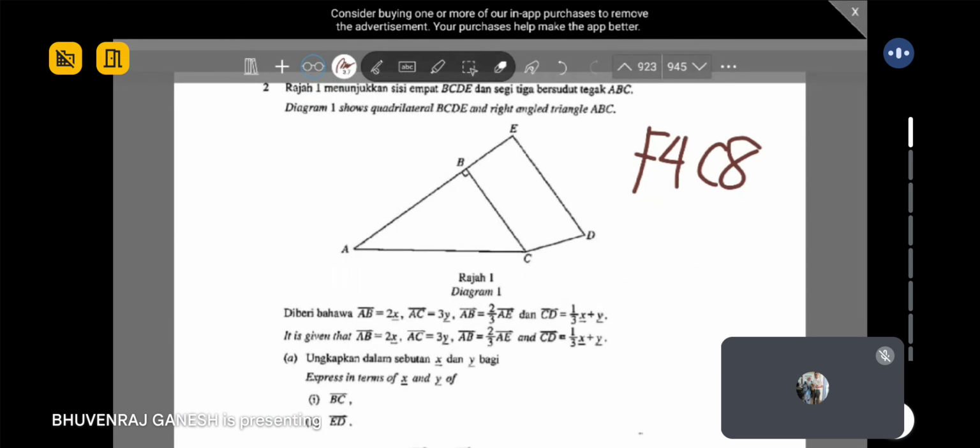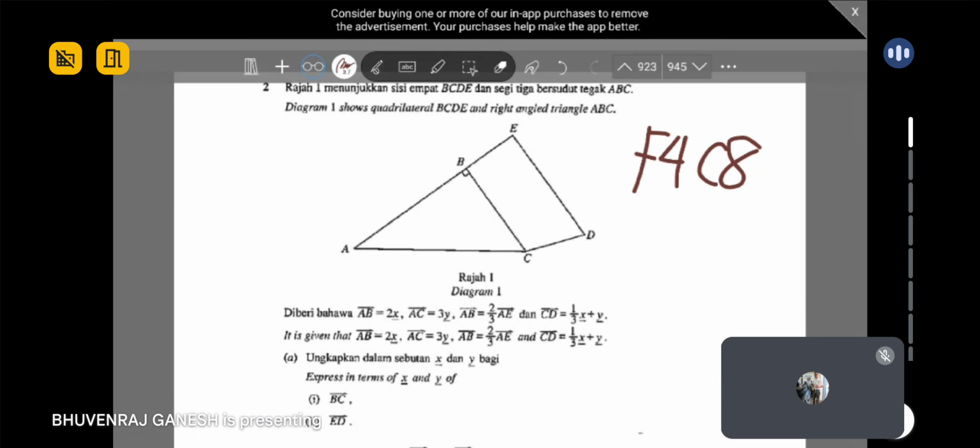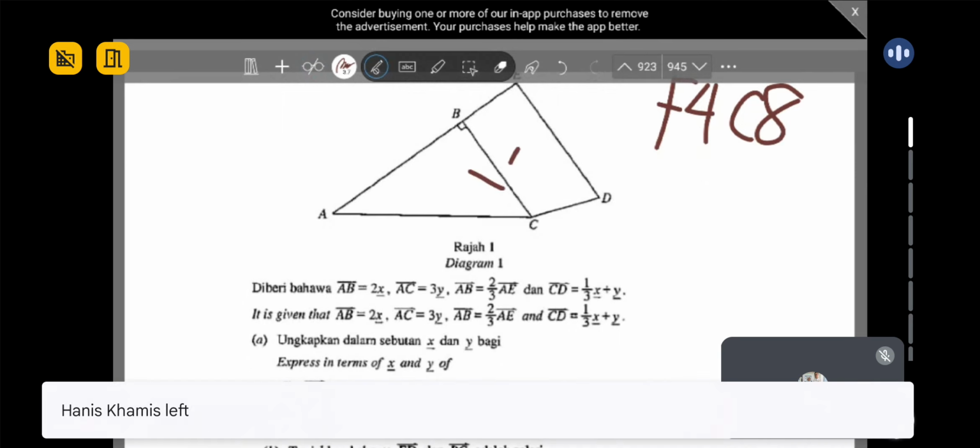So for this question, guys, they ask you to express in terms of x and y. Ungkapkan dalam sebutan x dan y. So the first question, they ask for BC. So BC is something like this.